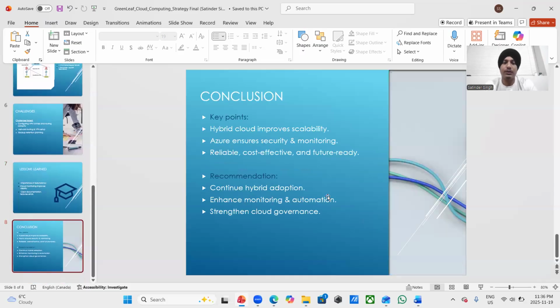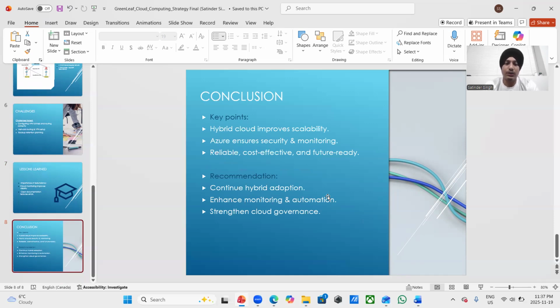And here is my last slide, the conclusion. The first key point is that hybrid cloud improves scalability, as hybrid cloud helps us improve our system. For example, there is on-premises and Azure, so there is a mixture of both. So it helps in scalability.